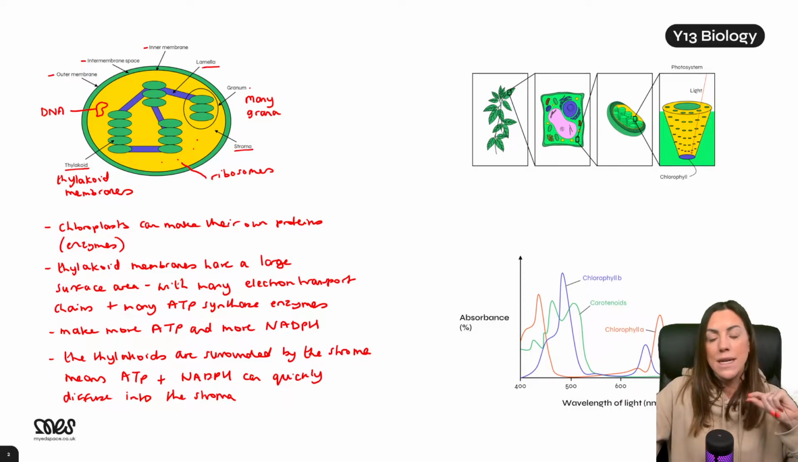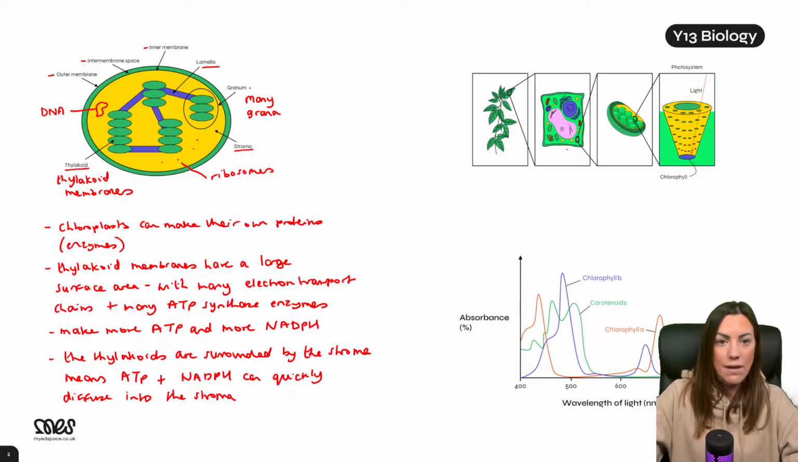Now, obviously, you need to be able to label the chloroplast, and you may also have to describe how it's adapted for photosynthesis. And we've focused there on how it's adapted for the light dependent stage of photosynthesis. Let's have a look at this second diagram over here. Now, this is just showing you a little bit more about how the structure of the leaf is organised for photosynthesis. So obviously we've got leaves here.